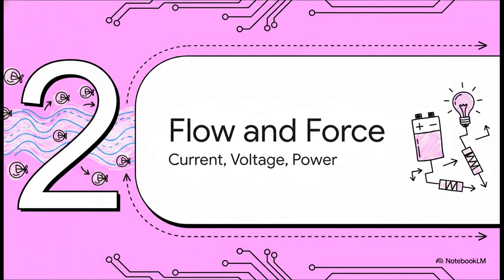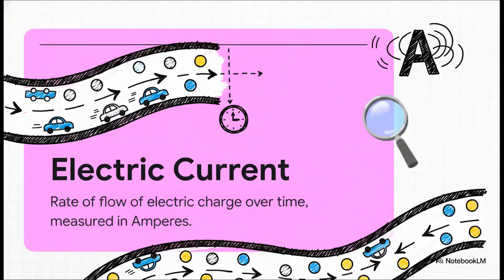Moving on to Section 2, flow and force. This is all about current, voltage, and power. So, when those massive, swarming crowds of electrons start moving together in a unified direction, we call that electric current. It's simply the rate of flow of electric charge over time, and we measure it in amperes, or just amps. If we go back to our invisible highway analogy, the current is quite literally the traffic.